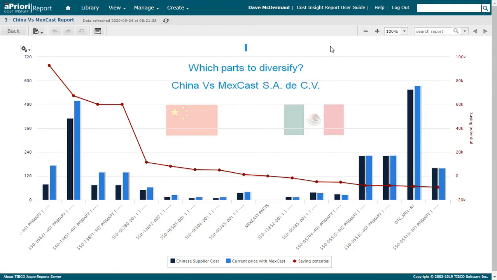I want to de-risk Mexcast supply and provide enough business for my new supplier to benefit from the economies of scale. I can then decide how much I order from each supplier and again use aPriori to negotiate mutually beneficial long-term agreements.